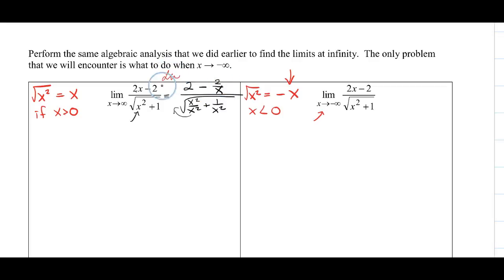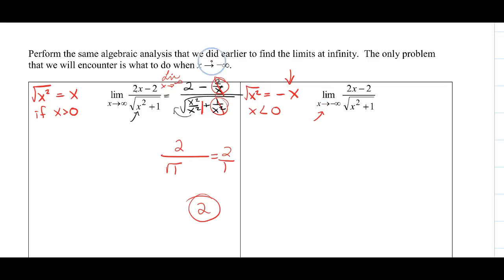I take my limit as x approaches infinity. This is 0. This is 0. X squared divided by x is actually 1, and that's 2. So I'm left with 2 over the square root of 1, which is 2 over 1, or 2.